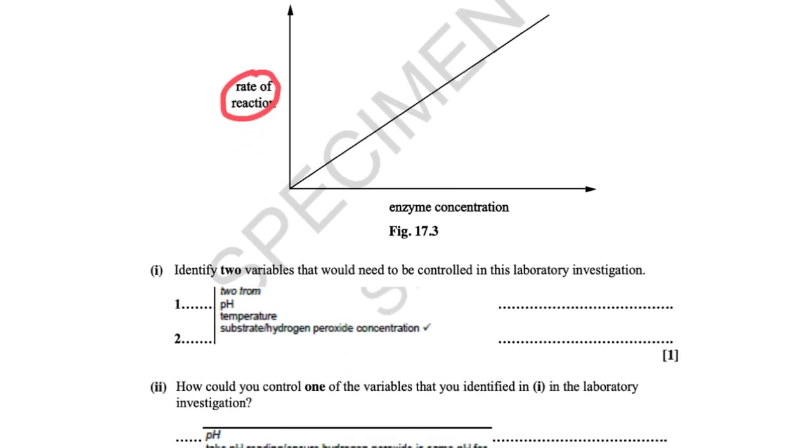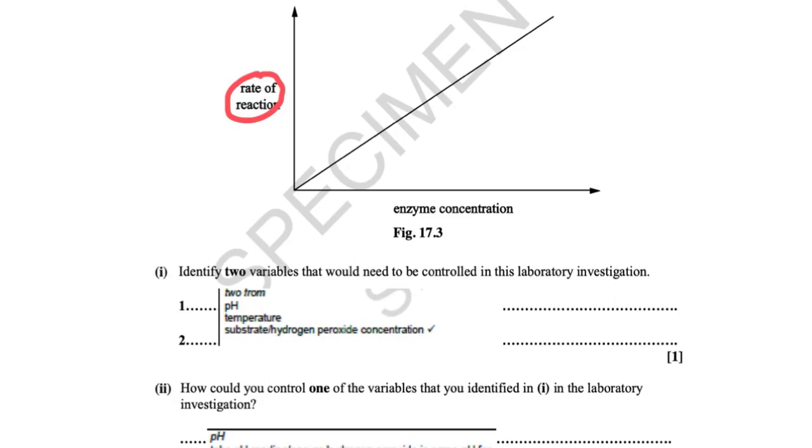Now, two variables that you need to control in this investigation. So pH, and I would add pH of the hydrogen peroxide and catalase solution, the temperature of the hydrogen peroxide and catalase solution, and then the substrate, which is the hydrogen peroxide concentration, you would need to control. Now remember, you're varying the enzyme concentration, so you can't control that because that is the independent variable.